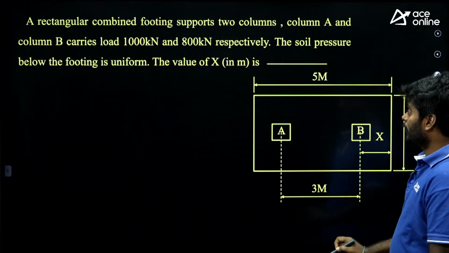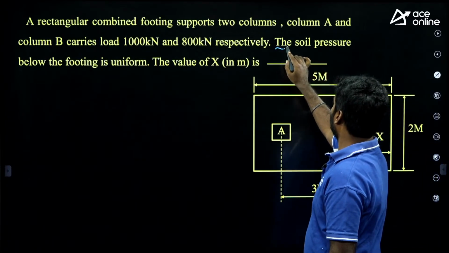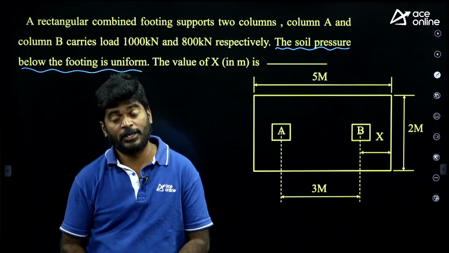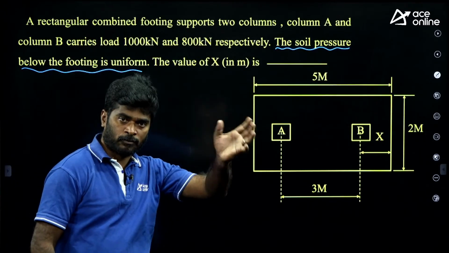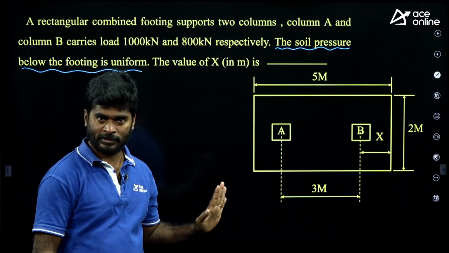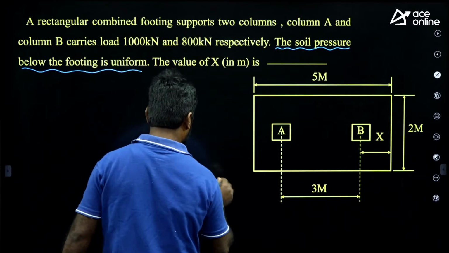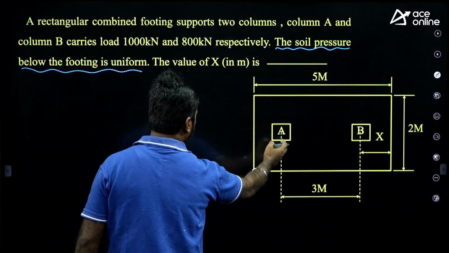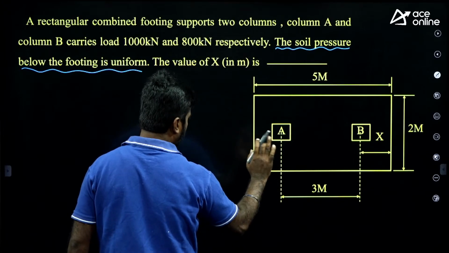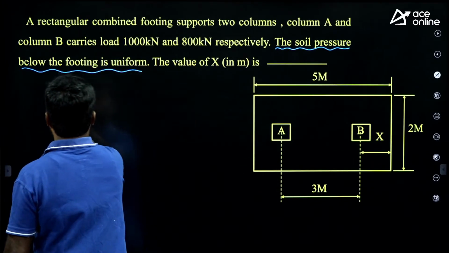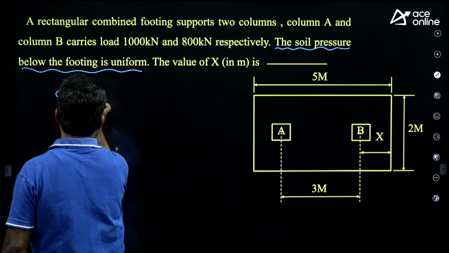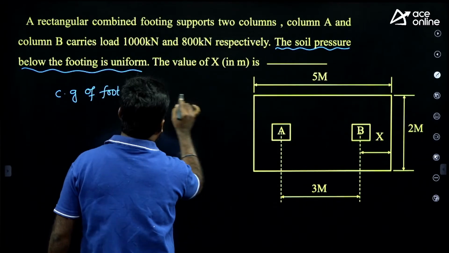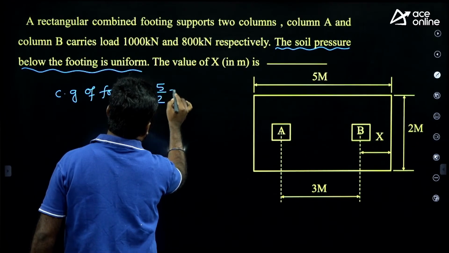My dear, here one condition is given: the soil pressure is uniform. When is it possible? It is possible when the CG of the footing and the CG of the column loads coincide. So first you need to find the CG either with respect to column A or with respect to column B. Right now I will take it with respect to column B. First, the CG of the footing. Total 5 meters. It is a rectangular footing, that's why L by 2.